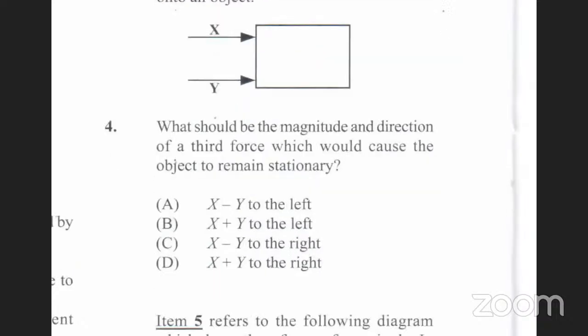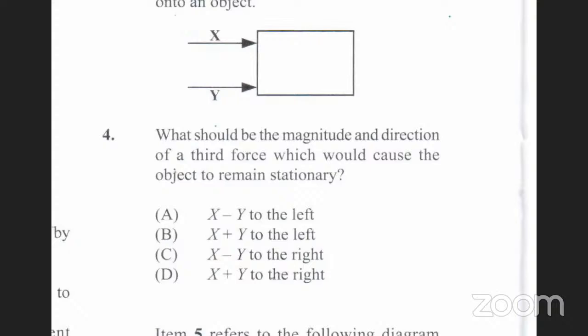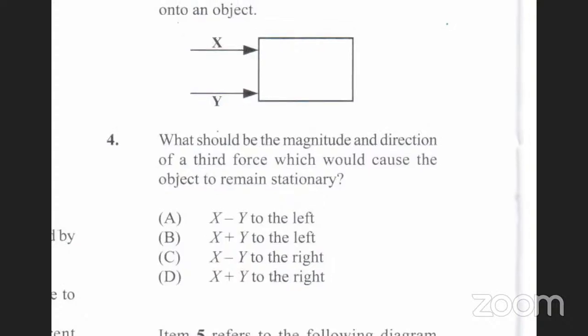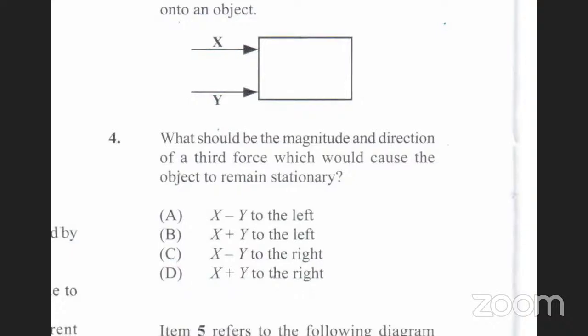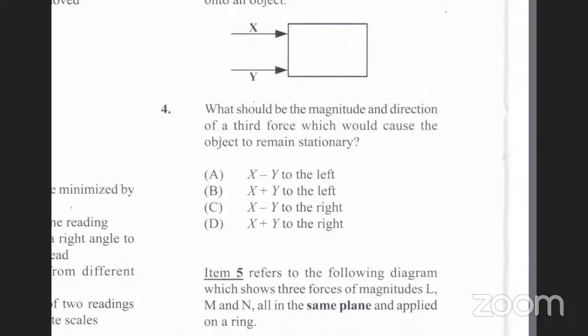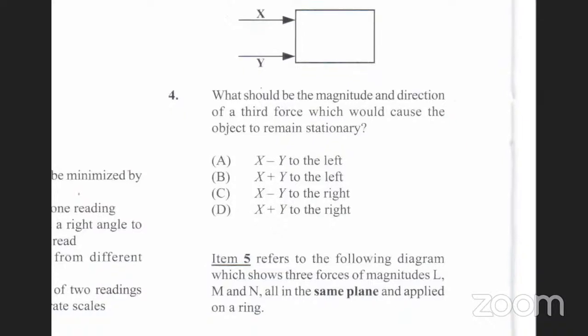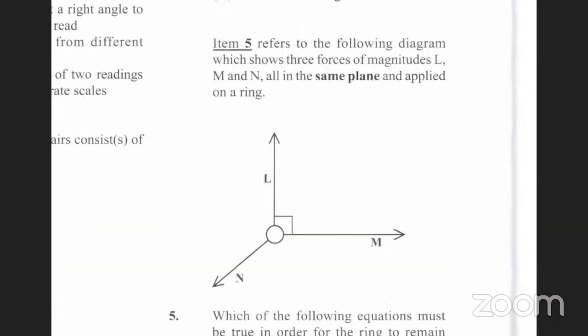Number four. You have nothing in the book. Number four. What should be the magnitude and direction of a third force, which will make it stationary? Which one? X and Y to the left. Correct, right? If you have a force acting to the left, X plus Y, that will balance it off. Number five.